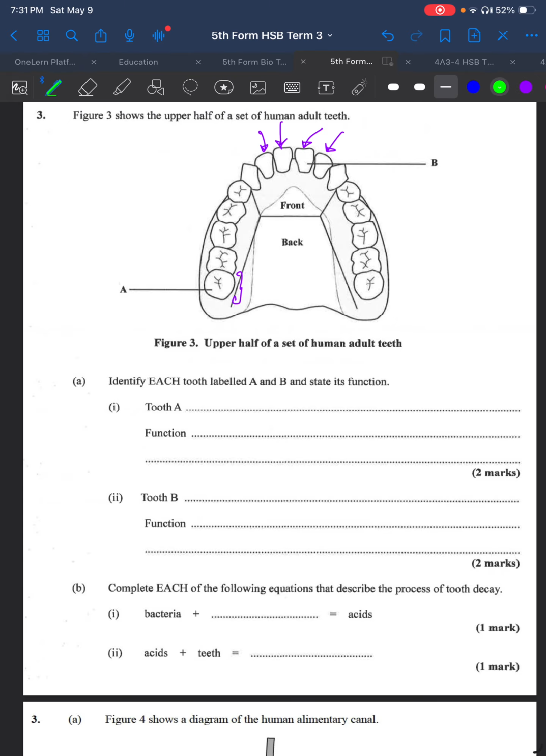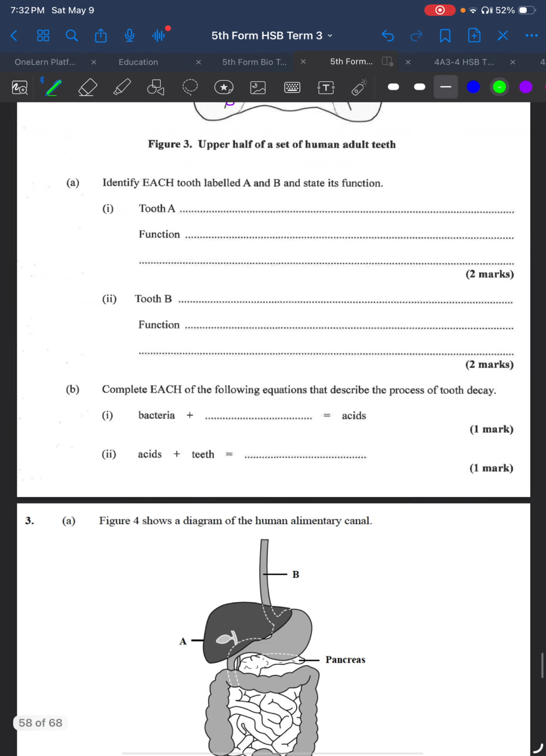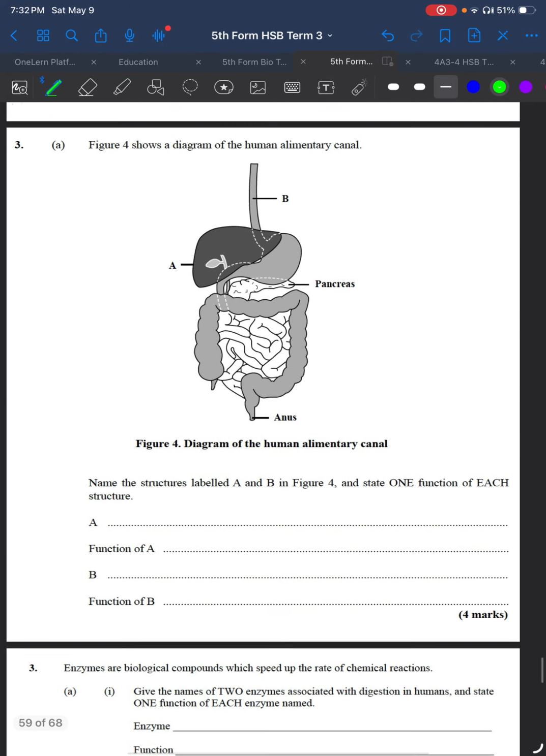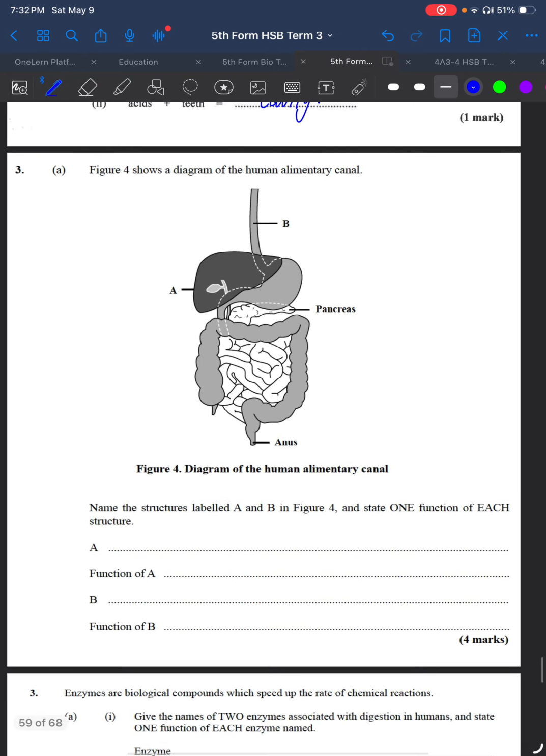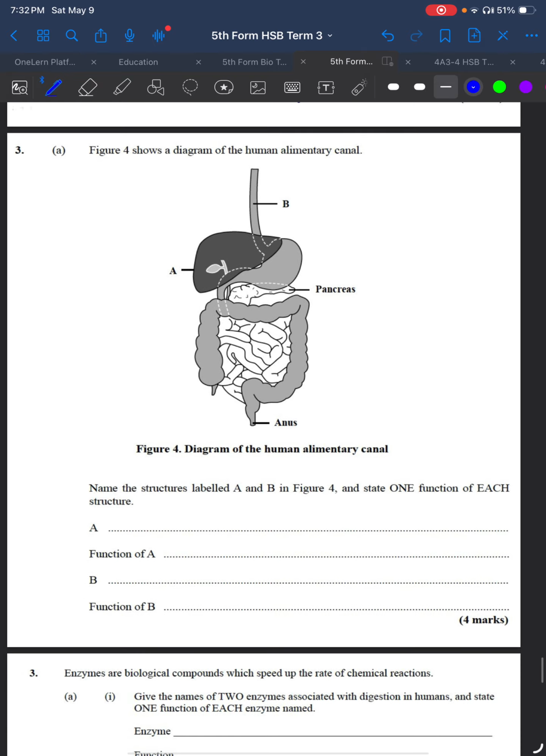The canine is the one that is pointed, and we know that these are used for biting off pieces of food. And if I go here to do this one, just looking at tooth decay, we mentioned that bacteria act with the sugar to form acid, and then those acids break down the teeth and form cavities. Now let's look at this diagram of the human alimentary canal.